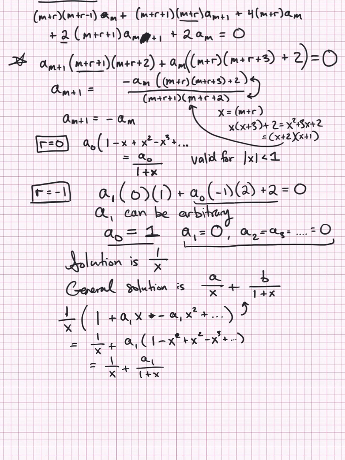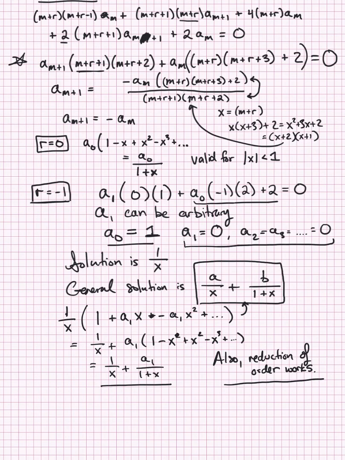Another way you can do this, you can also use reduction of order, which would work here. It gives you a more systematic solution. But in this case, we just notice that the recurrence relation actually works, except you have some sort of funny condition where you know what a naught has to be, and then all the other terms are determined. But in any case, this is the general solution for part 4.